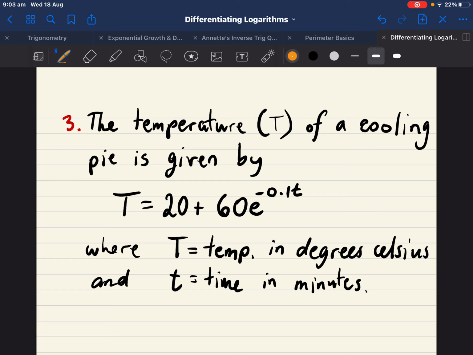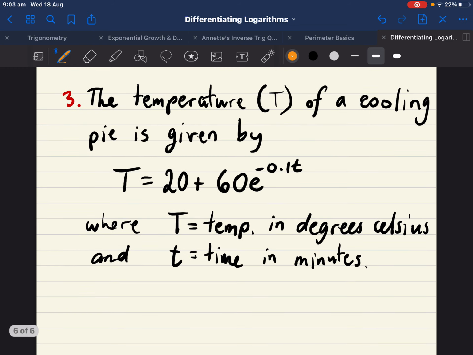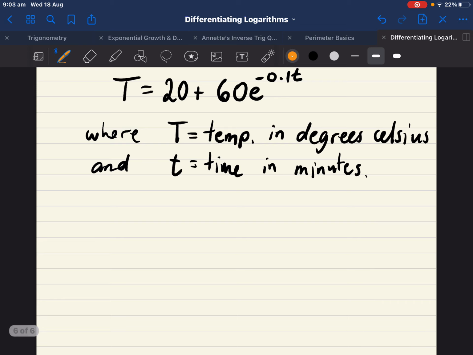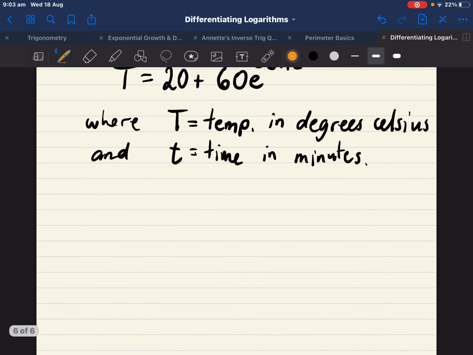Okay, so the third example is just a completely random bonus example, which is an exponential. Just because you see exponentials done so closely related to the logarithms, they are inverse functions. I thought I'd just throw in this bonus question. The temperature T of a cooling pie is given by this. So the temperature is going to be 20 plus 60 e to the minus 0.1t, where T is the temperature in degrees Celsius and little t is the time in minutes.